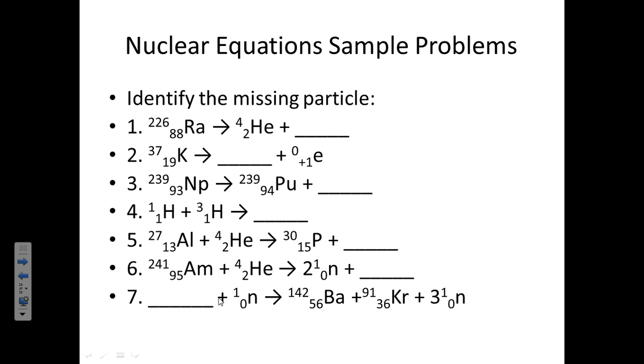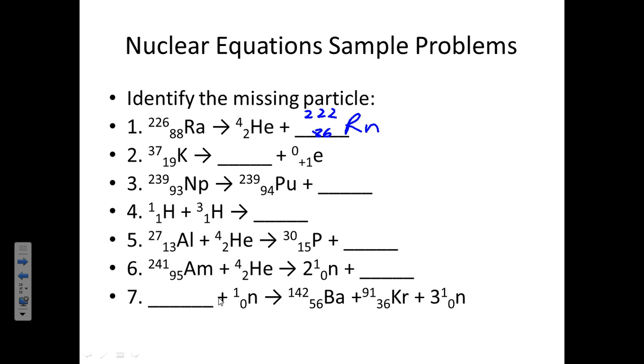All right, so here are some sample problems. Let's just fill them in. Here we've got radium, and what kind of decay would this be? Alpha. So we add up the numbers. This is 226, and this is 4. Mass number over here has to be 222. This is 88, and that's 2. Atomic number has to be 86. And then we look up in the periodic table, and we find that 86 is radon.